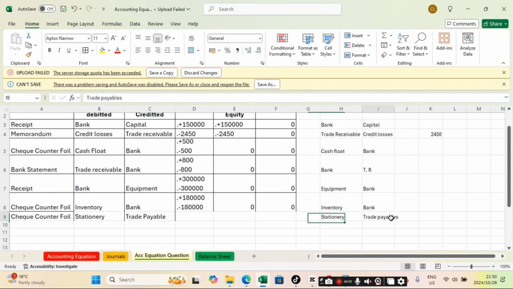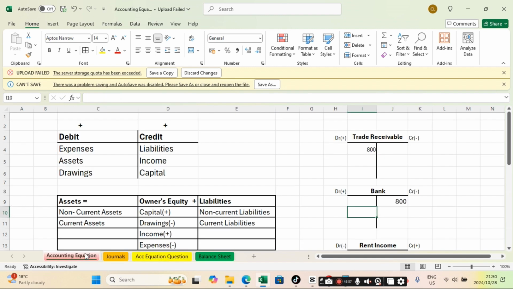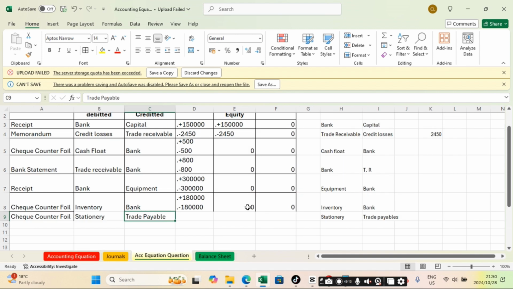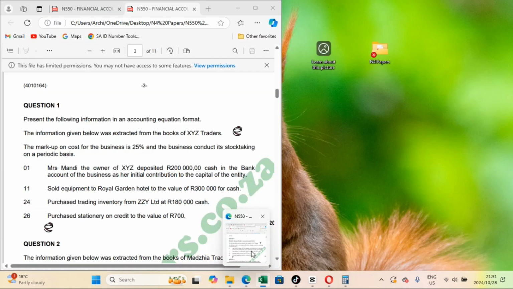So the trade payables is increasing because we are increasing our debt by buying that stationery on credit. Our debt is going up. Trade payables is part of our liabilities, current liabilities. We know that our liabilities increase on the credit side. So hence why we have this trade payable on the credit side. Straightforward. So 700, ne?